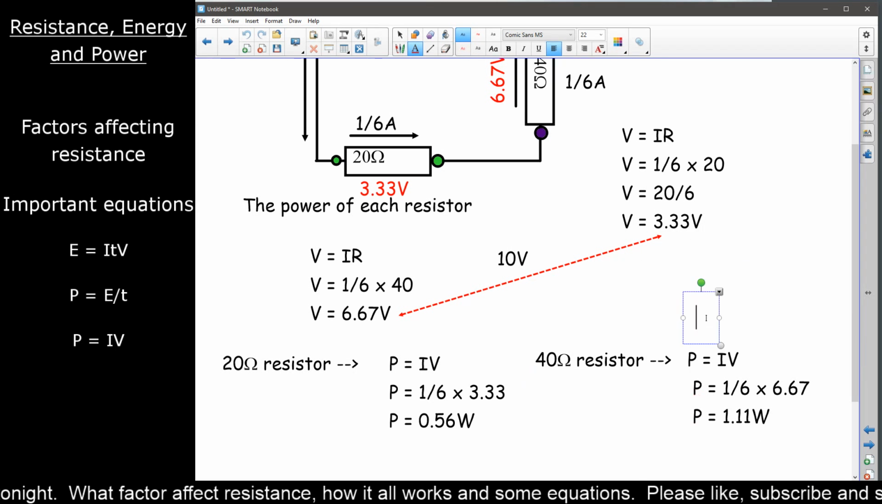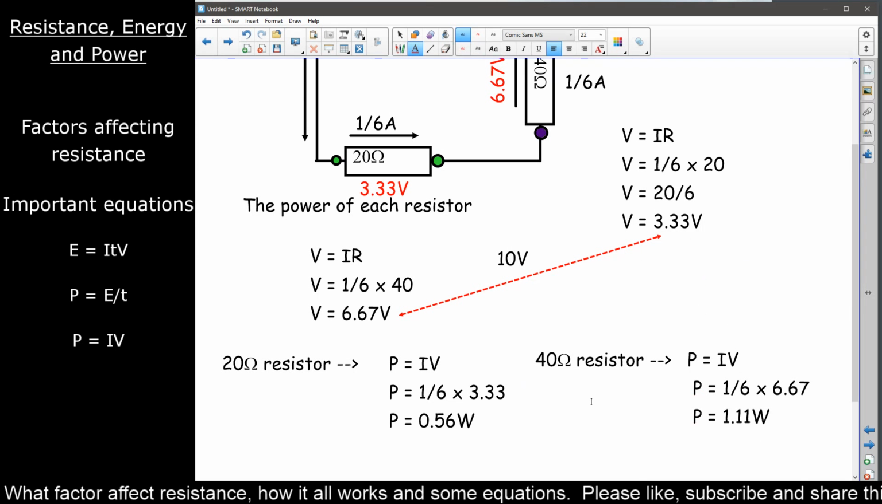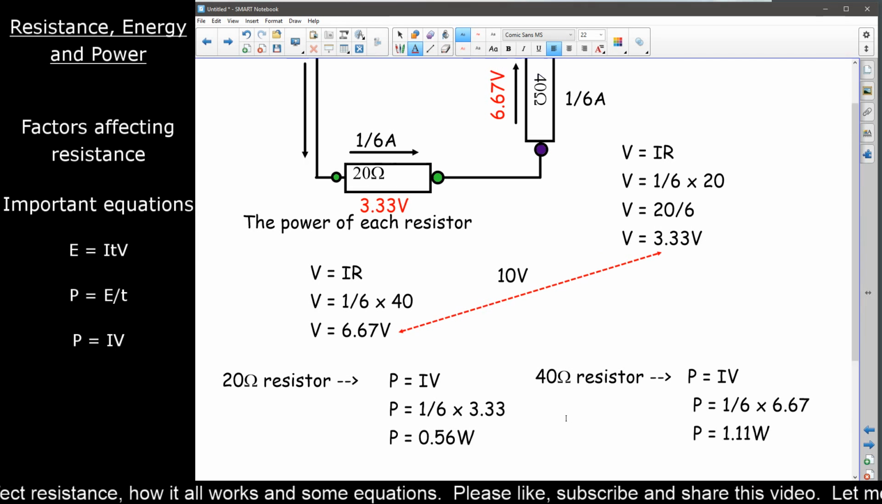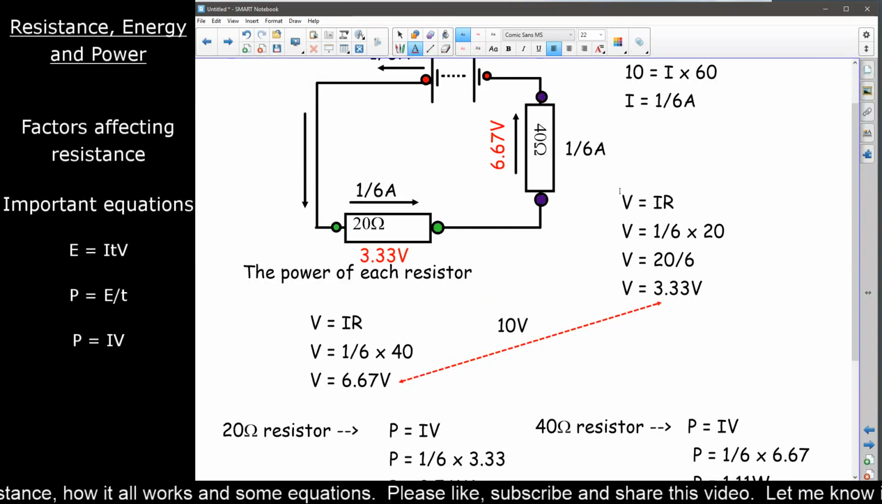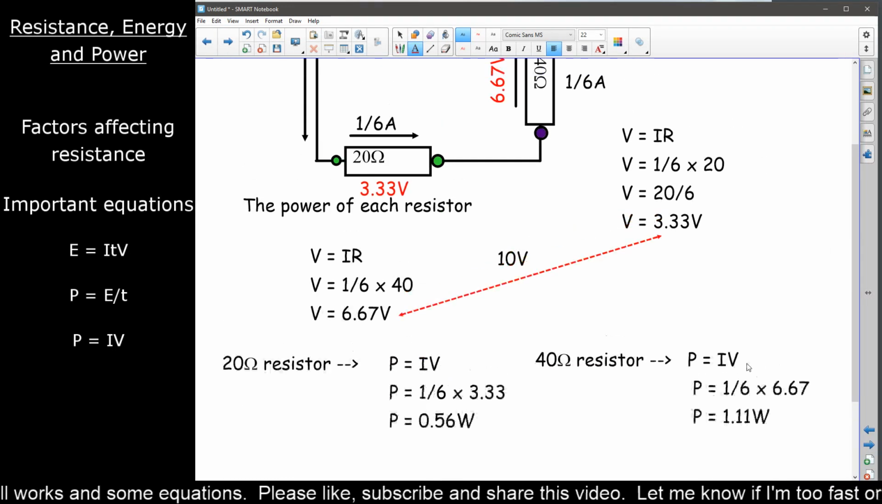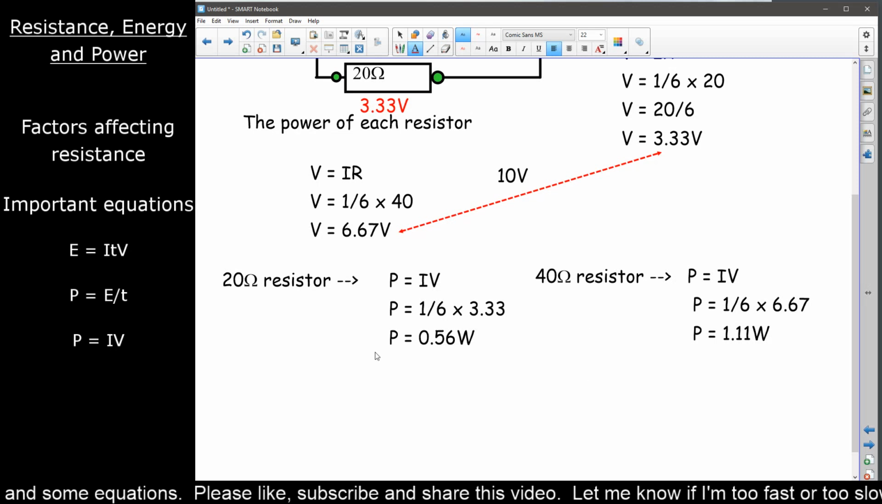Twice the power, takes twice the amount of energy per second to get through the 40 ohm resistor. That's what it's about. That's what we mean by resistance. It takes twice as much energy to get through it. We're losing twice as much energy every single second. This is what the power rating is about.